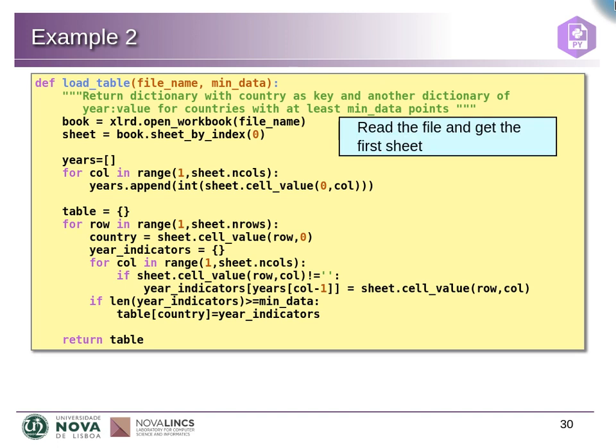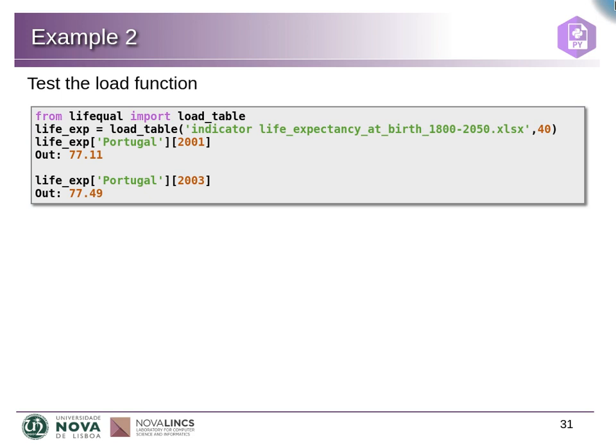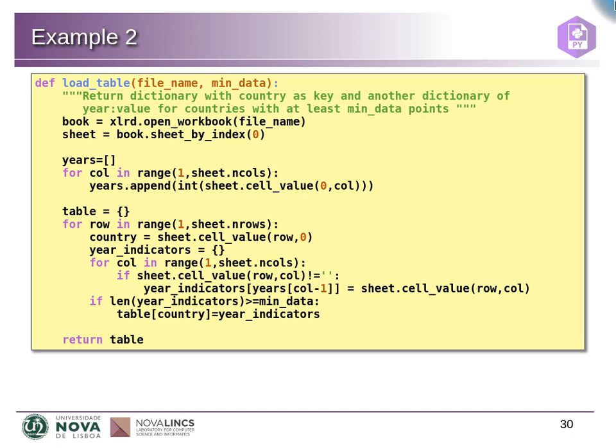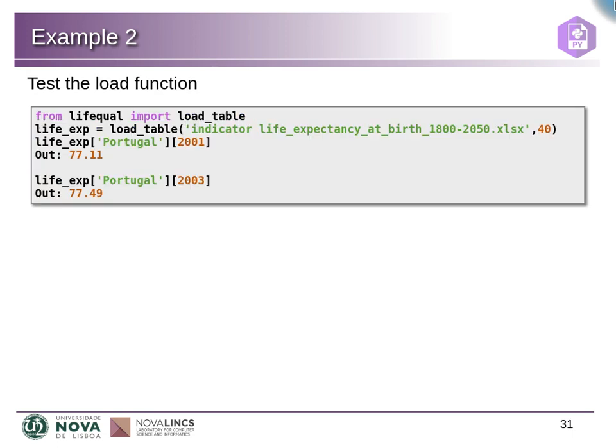So this is an example. We're going to import load table from our module. This module, I called it life qual or life quality, and then life expectancy is the result of loading the table with this Excel spreadsheet, which has the life expectancy. And I put the 40 there. This means that all countries with less than 40 values, 40 years of data, will not get into the dictionary.